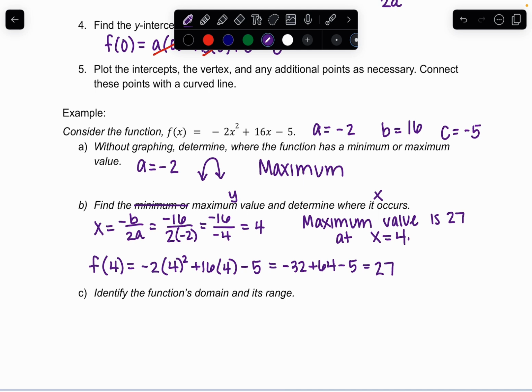Okay. So if we find our domain and range, we know the domain of a parabola is negative infinity to positive infinity. And we know our range. We know we are facing down. So we're going to start at negative infinity, and that maximum value we just found was 27. So we have negative infinity to 27.